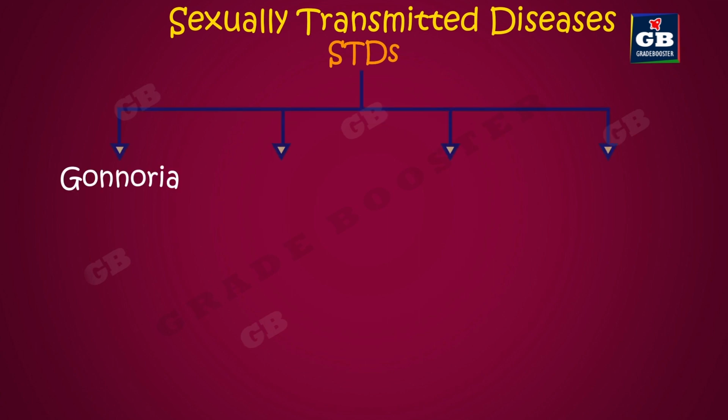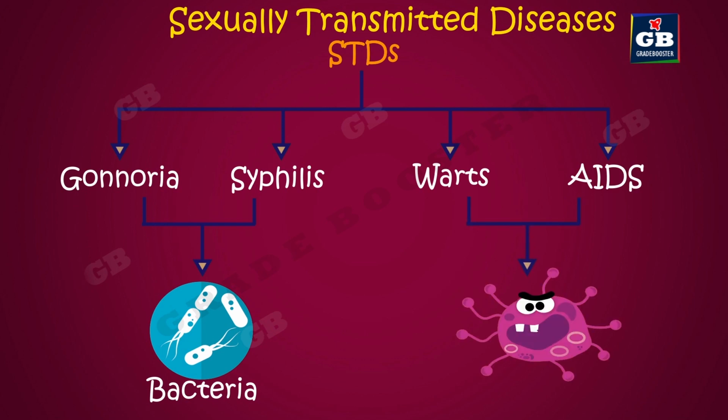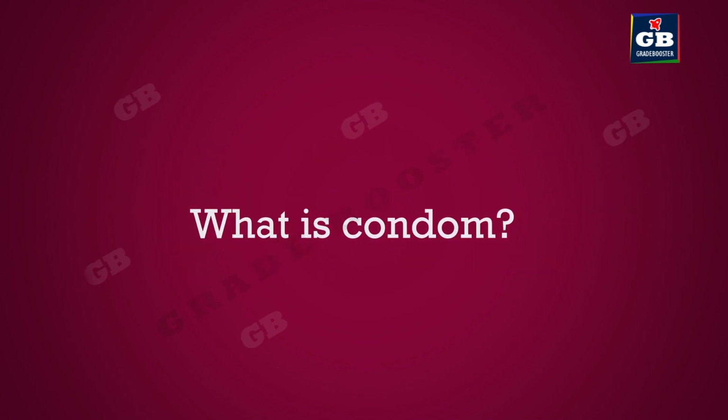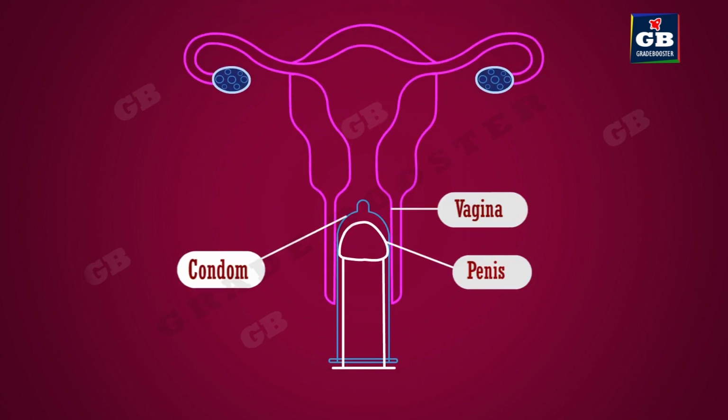Gonorrhea and syphilis. These two diseases are caused by bacteria. Warts and HIV or AIDS. These two are caused by viruses. The sexually transmitted diseases can be prevented by using a condom. What is a condom? Condom is a rubbery covering worn on the penis or inside a vagina during sexual intercourse to prevent the sexually transmitted diseases up to some extent. Condoms help to prevent pregnancy also.